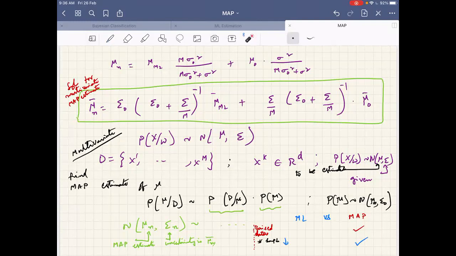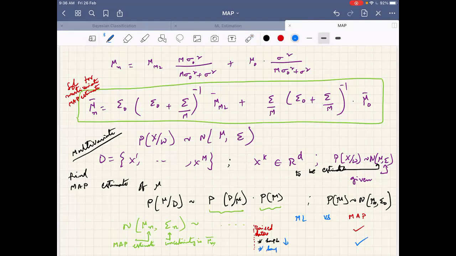Or if we have a larger number of samples, why is the ML estimate good enough? Sir, because m is becoming high, it dominates. This term is roughly close to 1, and this term is close to 0. So the prior knowledge is not needed as such. So if you have more samples, ML is fine.